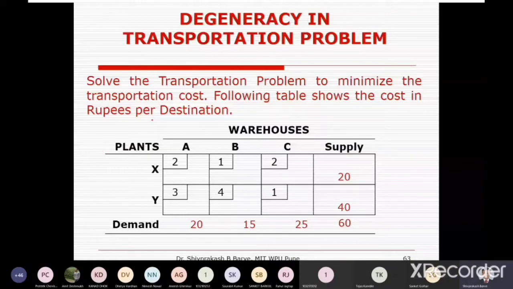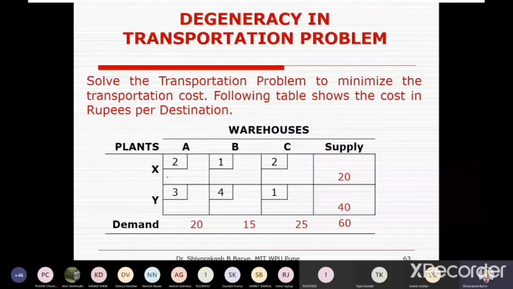So here there are two plants, X and Y, and there are three warehouses, A, B, and C. And here these figures are showing the unit transportation cost. That is, X to A requires 2 rupees, X to B requires 1 rupee, X to C requires 2 rupees, Y to A requires 3 rupees, here it requires 4 rupees, and here it requires 1 rupee.